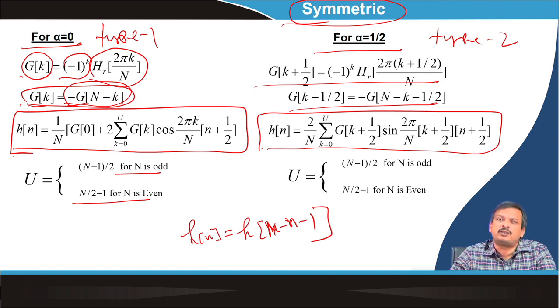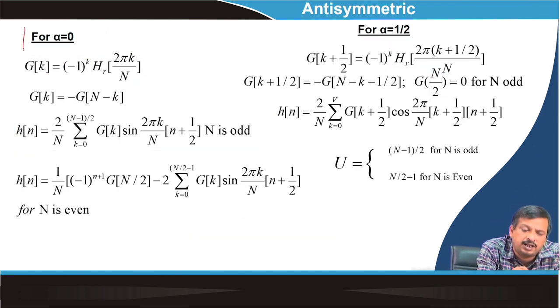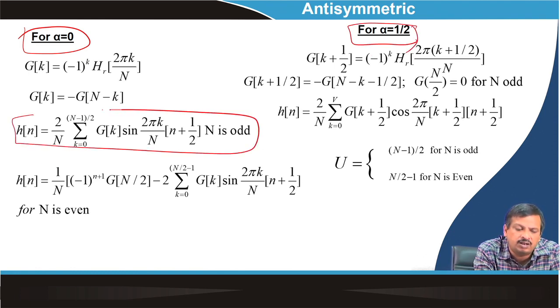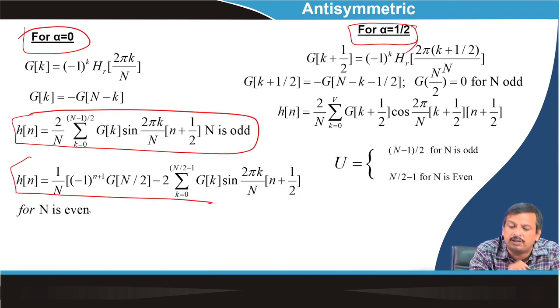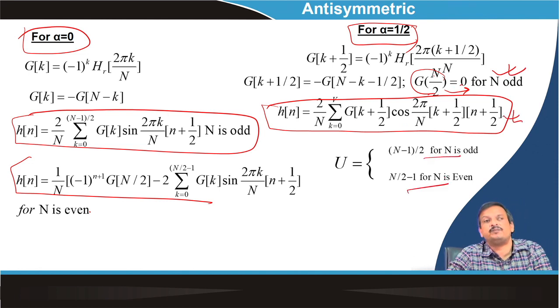Okay, that is for the symmetric condition. Then what is it for the antisymmetric condition? If it is antisymmetric, again there are alpha equal to 0 and alpha equal to half. For alpha equal to 0, this is my equation for N odd and this is my equation for N even. For alpha equal to half, this is my equation for N odd and even. For antisymmetric, there is an extra thing I know: for N odd, G(N by 2) is equal to 0. I am considering this one, and I get this one for N odd and N even.